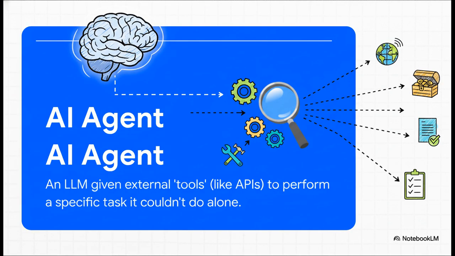And the solution to that problem is the AI agent. The best way to think about it is like taking a normal generative AI model and giving it a toolkit. These tools are basically connections to the outside world, things like a web search API that let it go out and get information that wasn't in its original training.